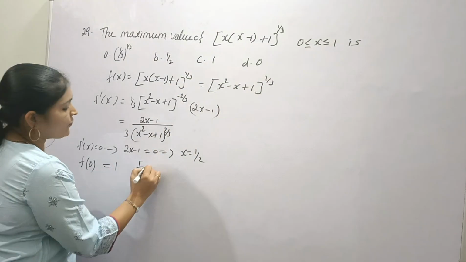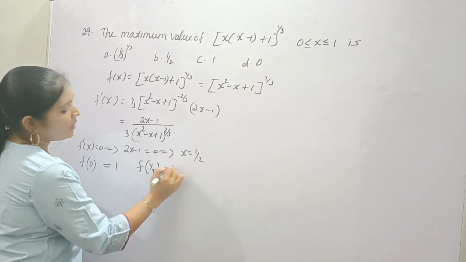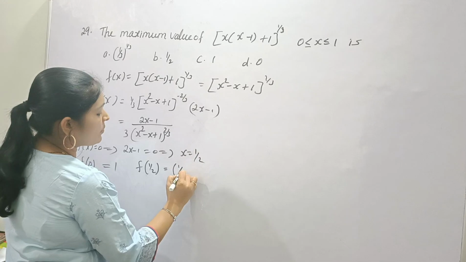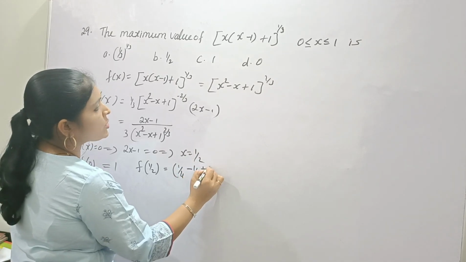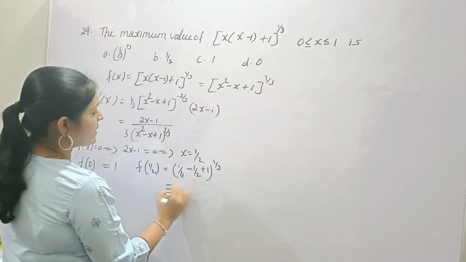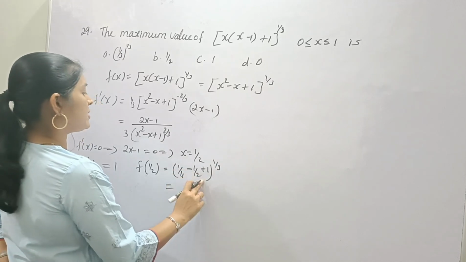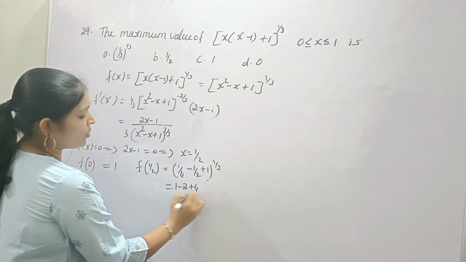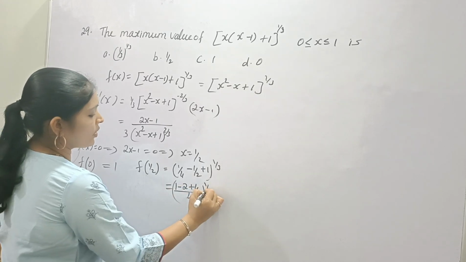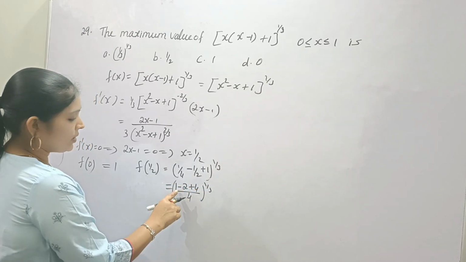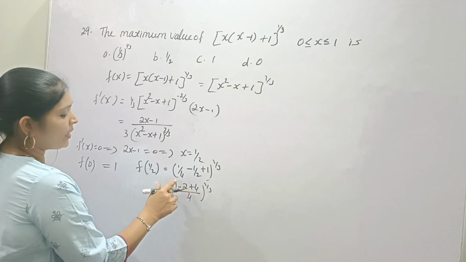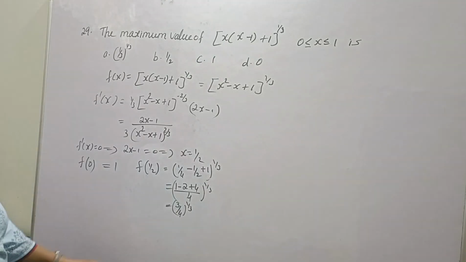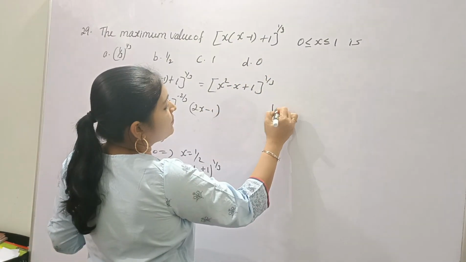Then let's find f of 1 by 2. Substitute x is equal to 1 by 2. So 1 by 2 square is 1 by 4, minus 1 by 2 plus 1, whole raised to 1 by 3. Here take the LCM, 4 is the LCM. So 1 minus 2 plus 4, divided by 4, whole raised to 1 by 3. Here 1 plus 4 is 5, 5 minus 2 is 3, so 3 by 4 whole raised to 1 by 3.